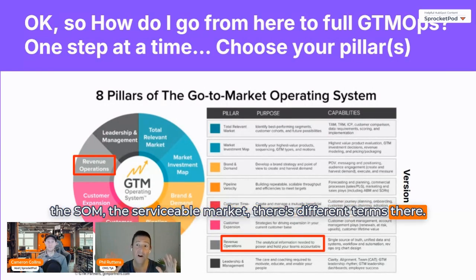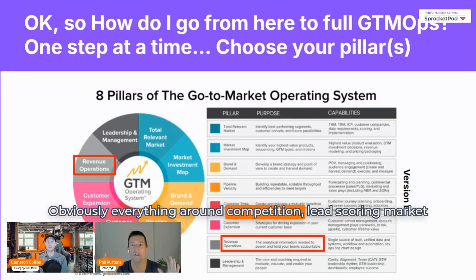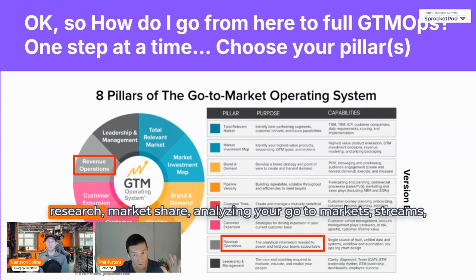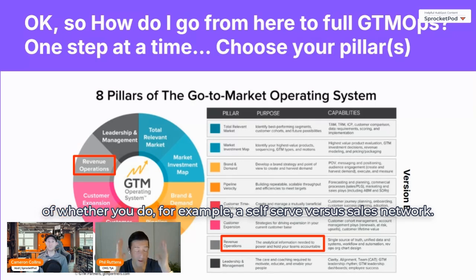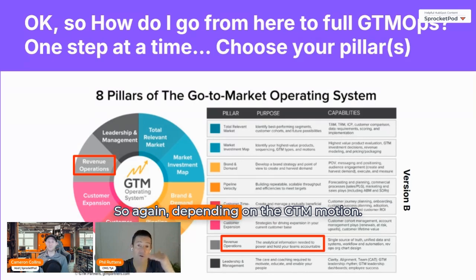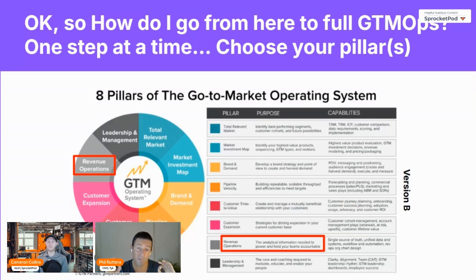There's different terms there. Obviously, everything around competition, lead scoring, market research, market share, analyzing your go-to-market streams, types, if you want, looking at the investment, the cost versus return of whether you do, for example, self-serve versus sales-led growth. So again, depending on the GTM motion. So everything which is in green here is the start for me. That's where you start, right?